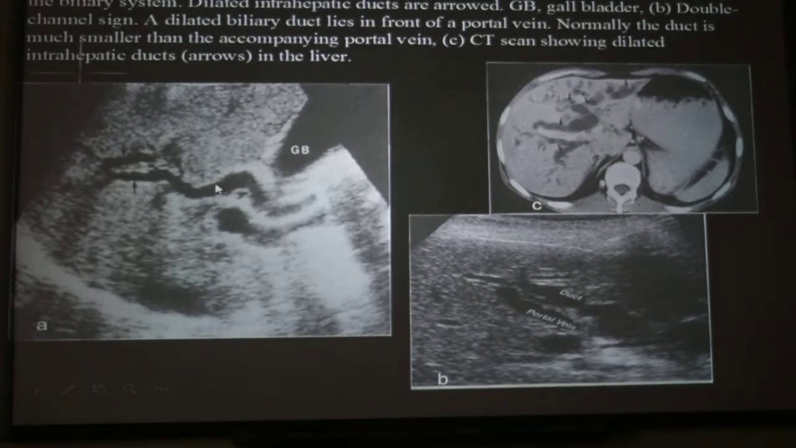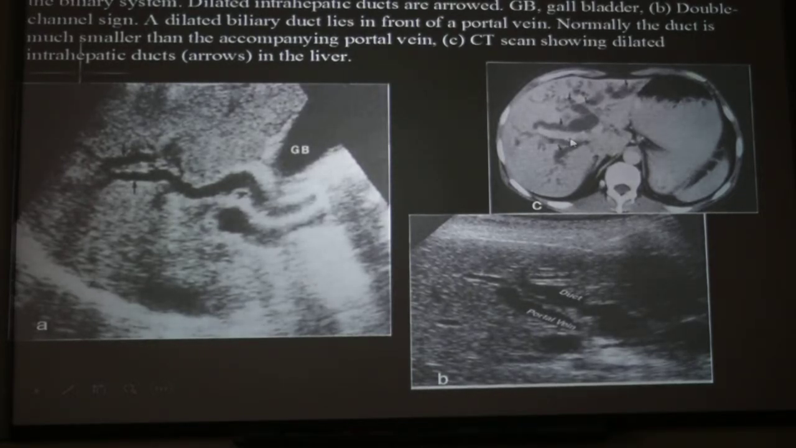So the portal vein is lying here, and above the portal vein, the common bile duct is also dilated. So you will have a double duct appearance. Again, this is black. Why? Because the bile or the fluid is black. Now, if you do the CT scan on this patient, you will see that these black structures are the ducts which are dilated. Now, why is it black on CT? Because it didn't take up contrast.